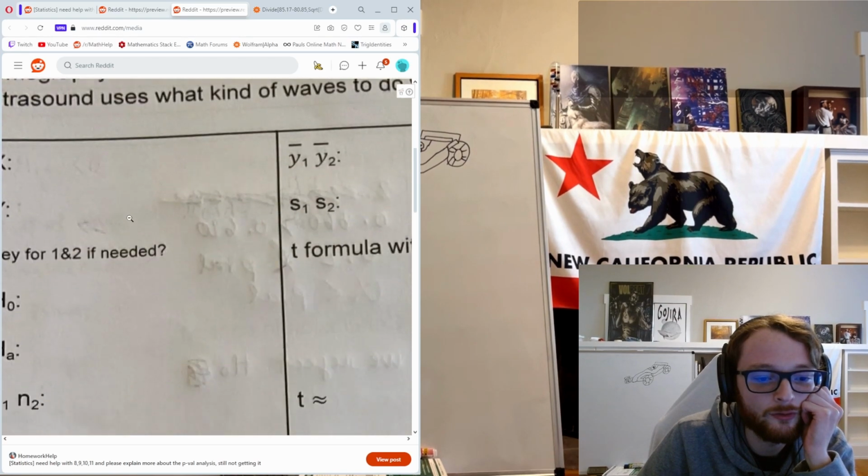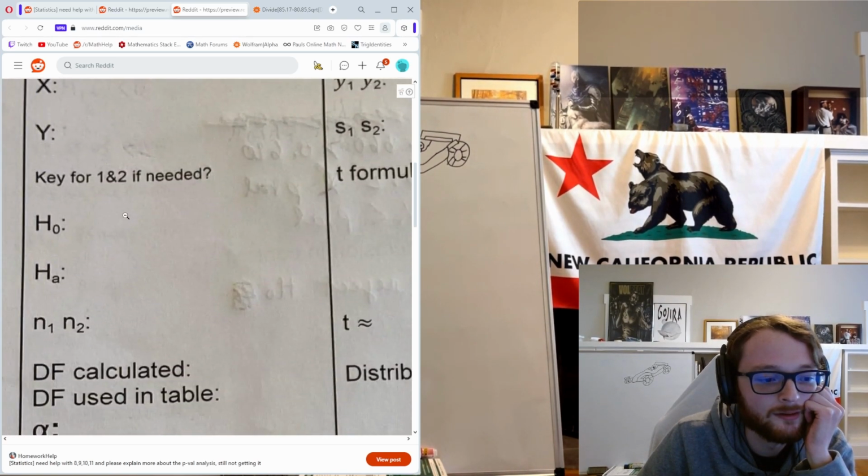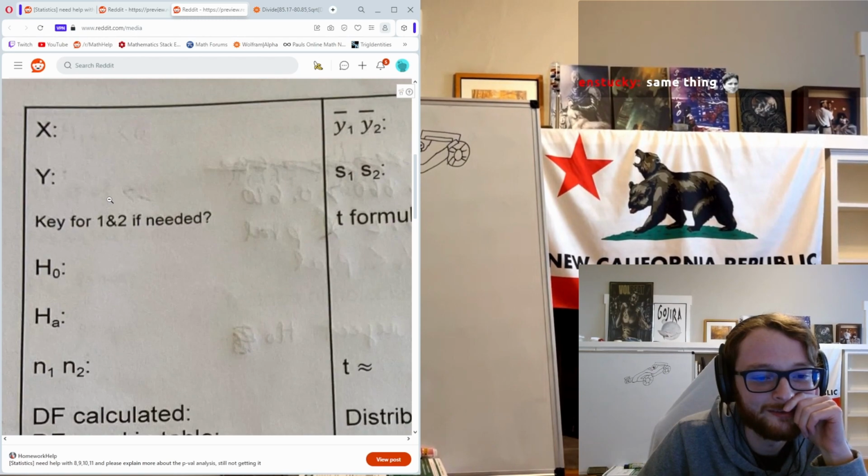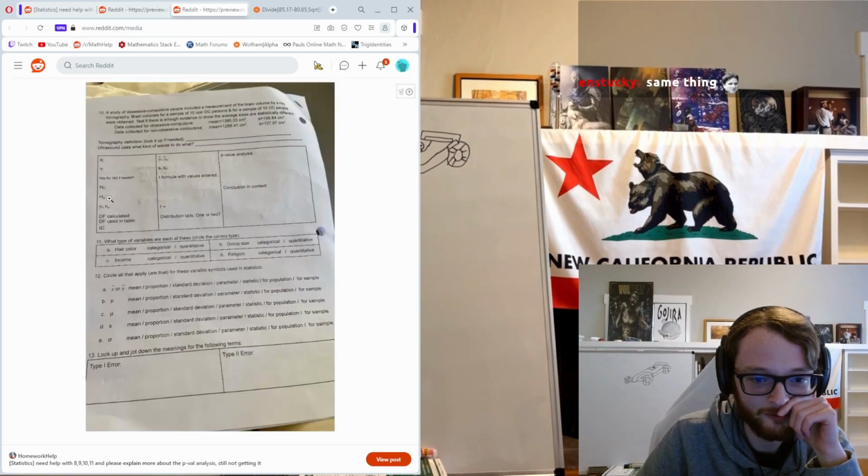Key for 1 and 2 if needed. Same thing. What is key for 1 and 2 if needed? It seems like something particular to the teacher.